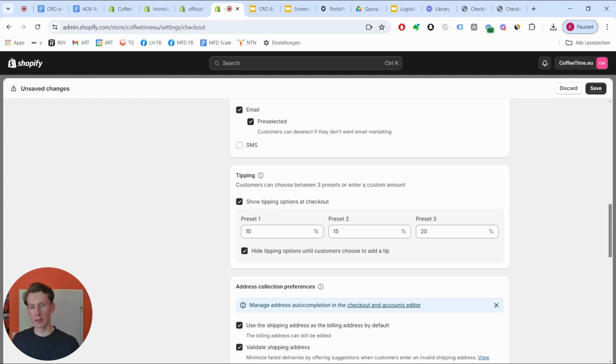So if you tick this, then on every single checkout page that a customer of your store ever reaches from that moment onwards, they will be presented those tipping options.